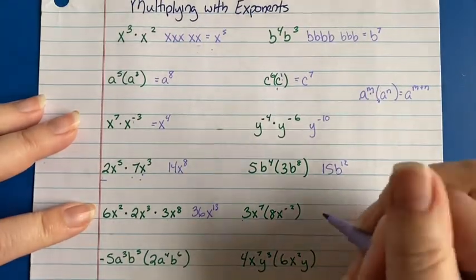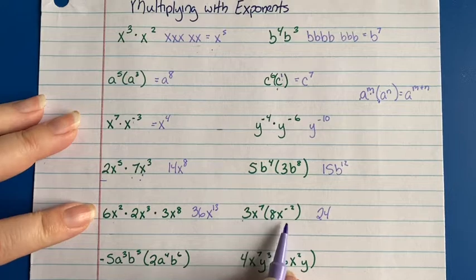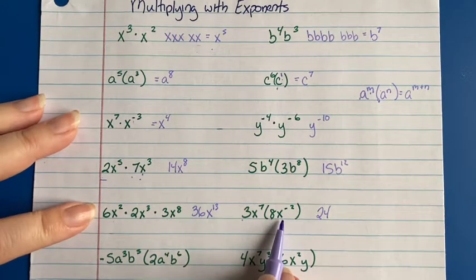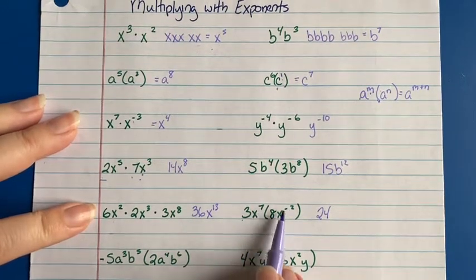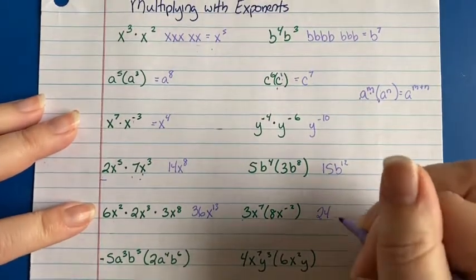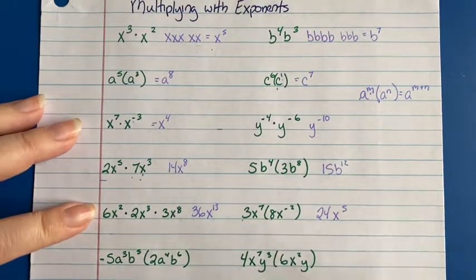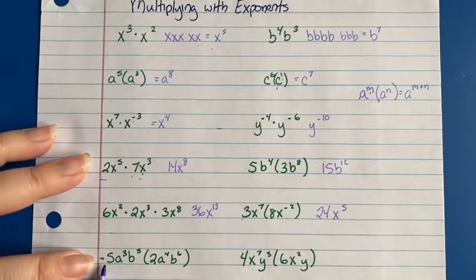3 times 8 is 24. x to the 7th multiplied to x to the negative 2 power. Again, our rule is that we add the exponents if they have the same base. So 7 and negative 2 would be positive 5. And then here, a negative 5.